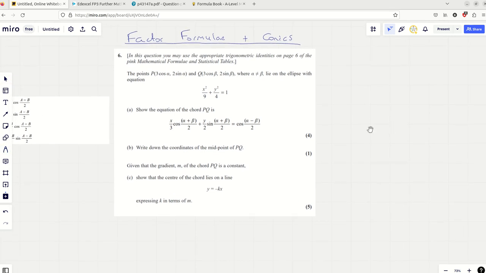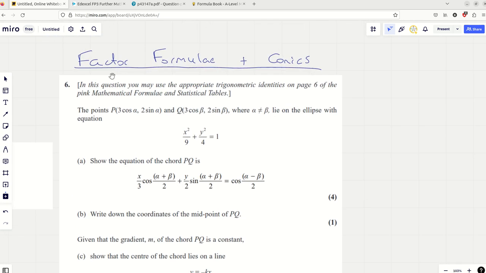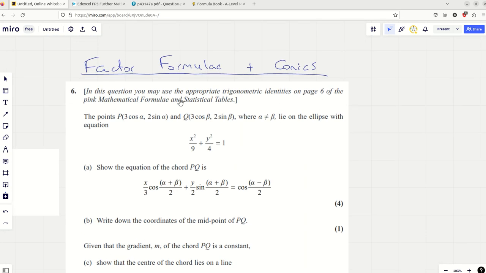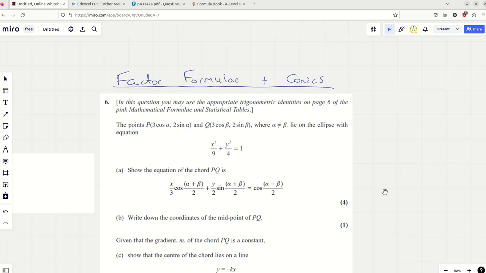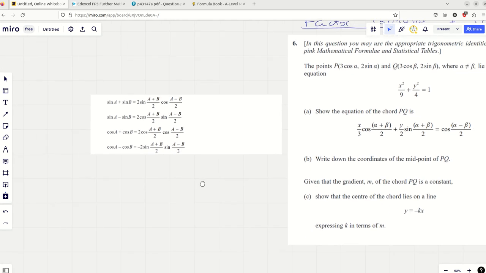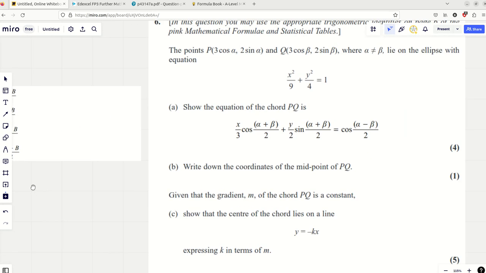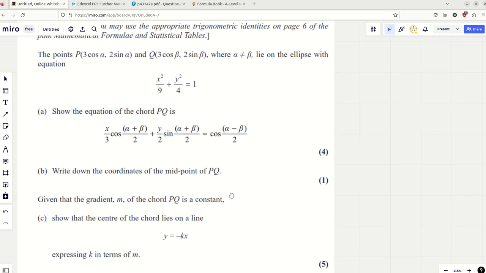Look out for something like this, it could come up. But the thing about this question is they tell you the exact page in the formula book you need to be looking at. And I don't think I've ever seen an exam do that before. So obviously it's trying to tell you you're going to use some formulas you don't normally use, which are these formulas here. And the question is crying out for this. Anyway, let's have a go at it.